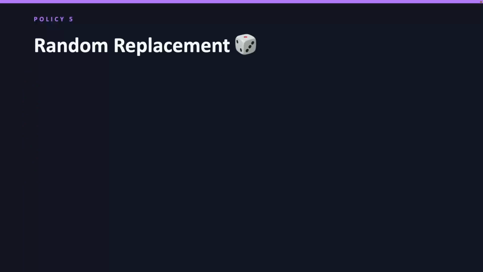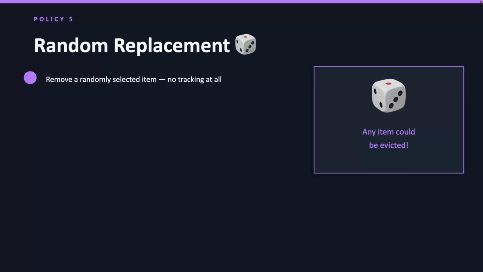Fifth and final policy, random replacement. Exactly what it sounds like. Pick a random item and evict it. No tracking, no logic, no intelligence whatsoever. Your first reaction might be, that seems terrible. And for most workloads, it is not the best option. But here is the surprising thing.